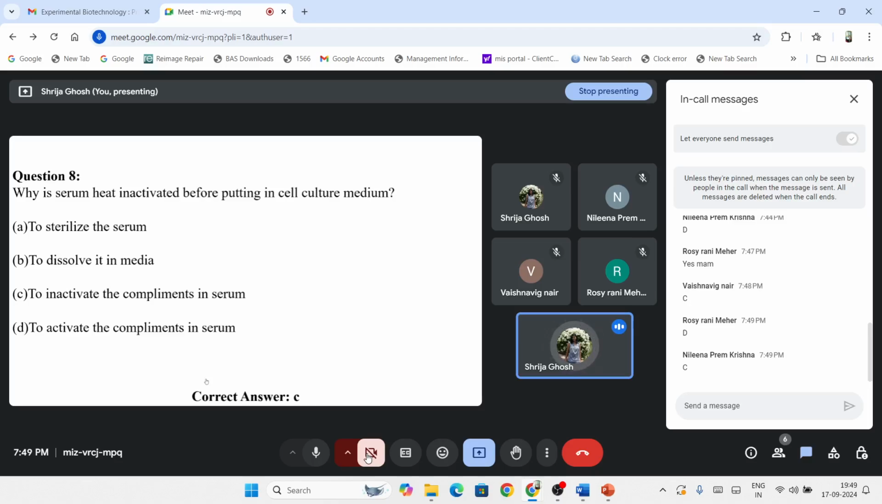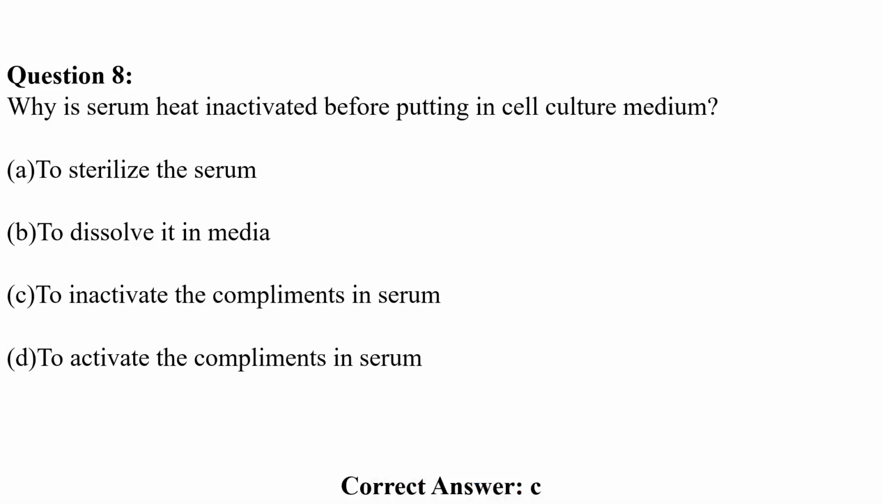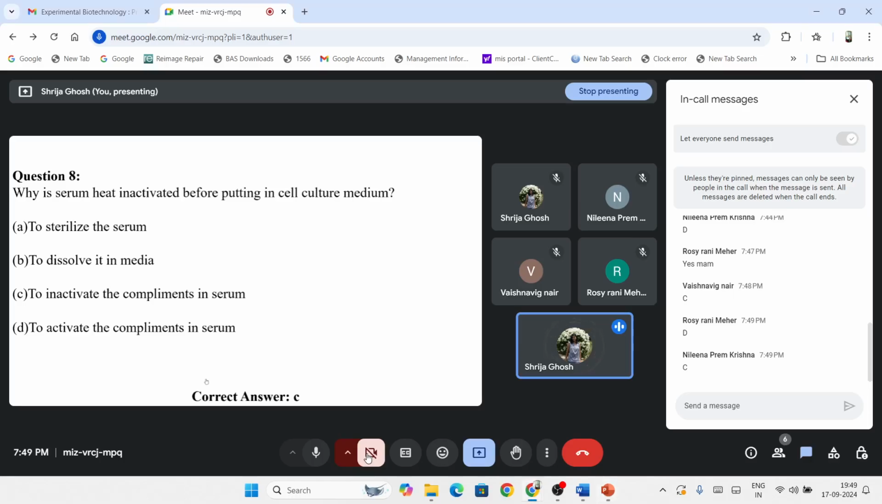So basically, I told you what serum is. Serum is the liquid part of the blood. So if you have blood in a vial and you let it sit for some time, what will happen? The clotting factors will clot the RBCs, they will settle down, and the yellowish-white liquid part that you will see on the top will be serum. So serum is basically the liquid part of the blood.